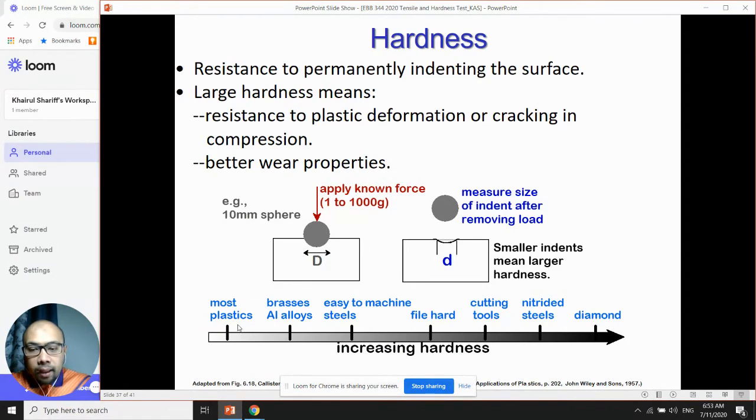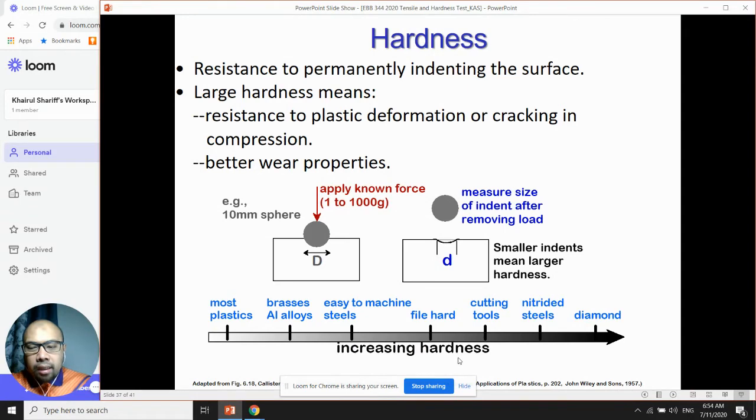Here is an example of different types of metal and their hardness properties. Of course, plastic shows low hardness, and then you go to brass alloys, nitride steel, and diamond. Diamond, I think, has the highest hardness among the materials.